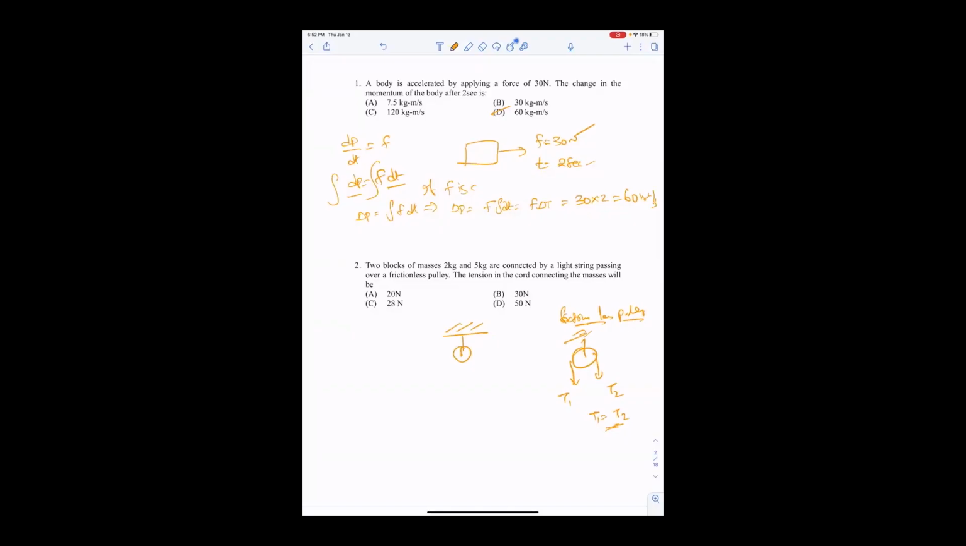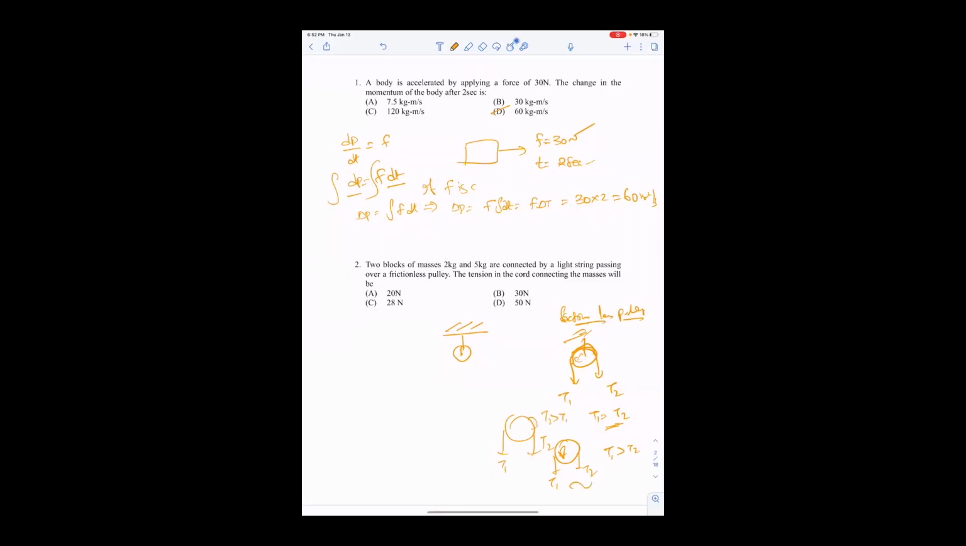If we have friction, if the rope and the pulley are rough surfaces, then the pulley starts rotating. That means if the pulley is rotating this way, then T1 is greater than T2. If the pulley is rotating this way, then T2 is greater than T1.